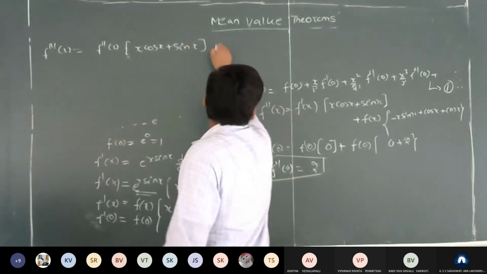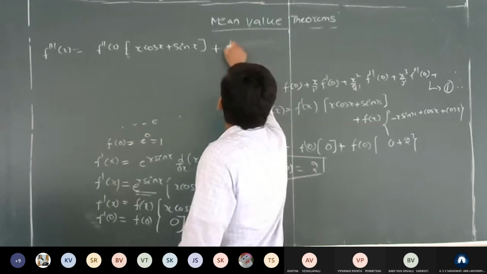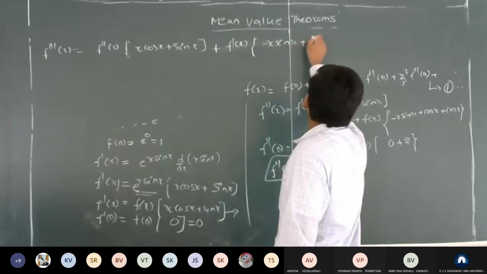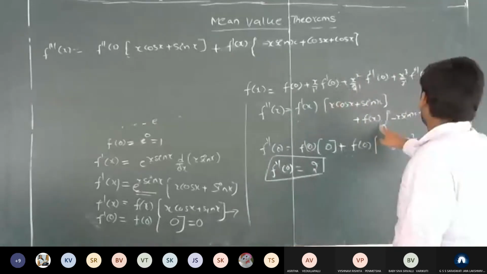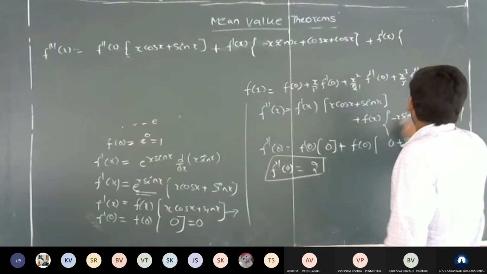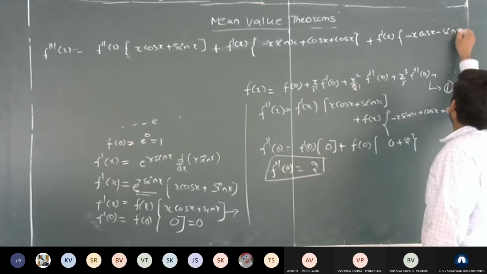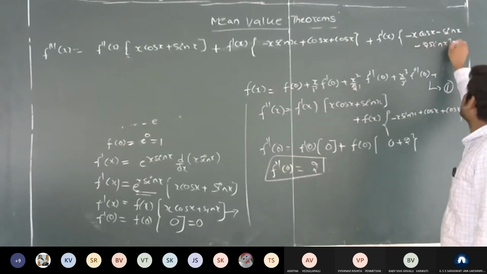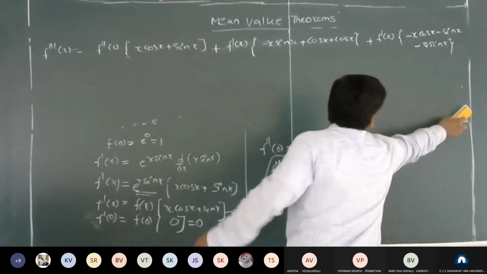Next plus x cos x plus sin x, sorry, f dash of x into, right? So here minus x sin x plus cos x plus cos x, right? Next plus this one. So plus f dash of x. So here minus x cos x minus sin x. Here 2 cos x. So it is minus 2 sin x.